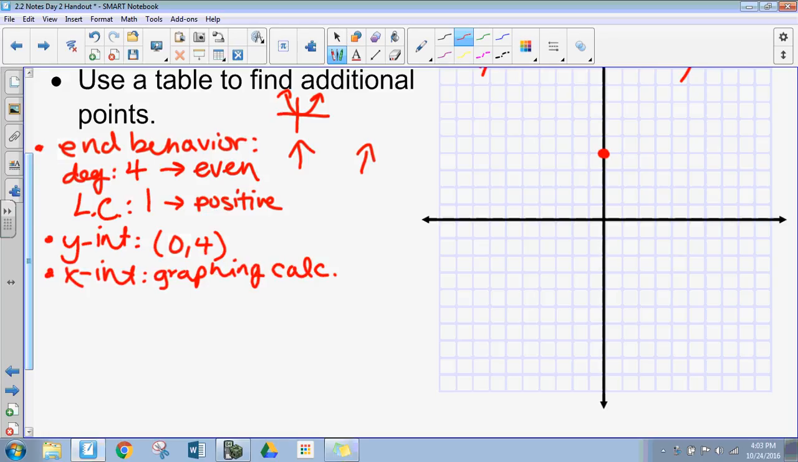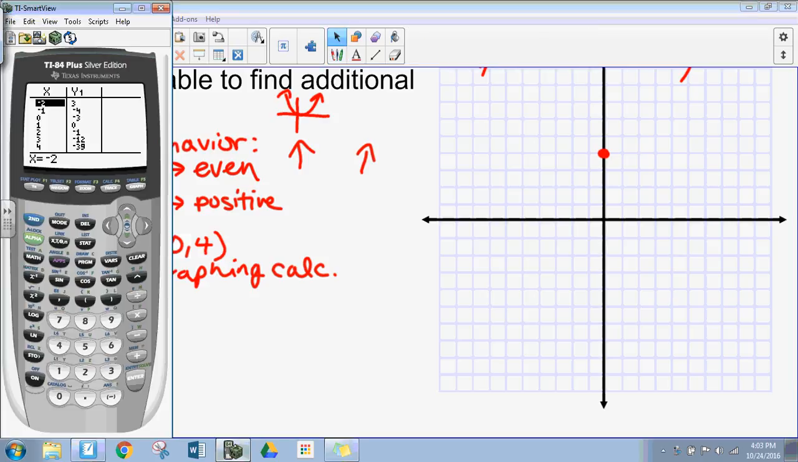Okay. So pull up that graphing calculator again. You're going to plug that in. So we have x to the fourth minus x to the third minus 4x squared plus 4. So graph that.